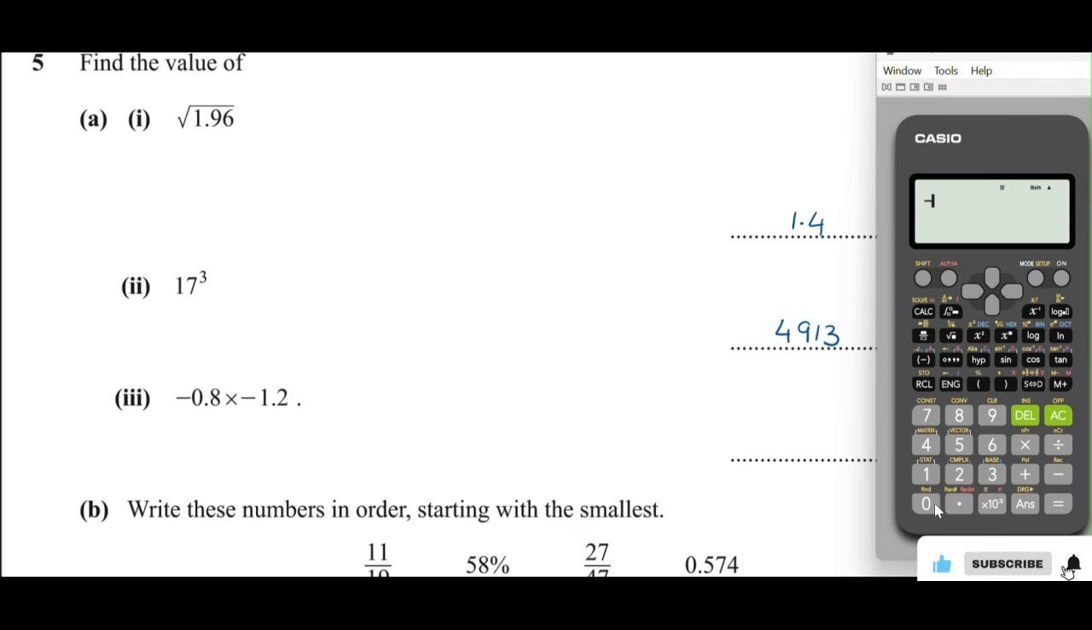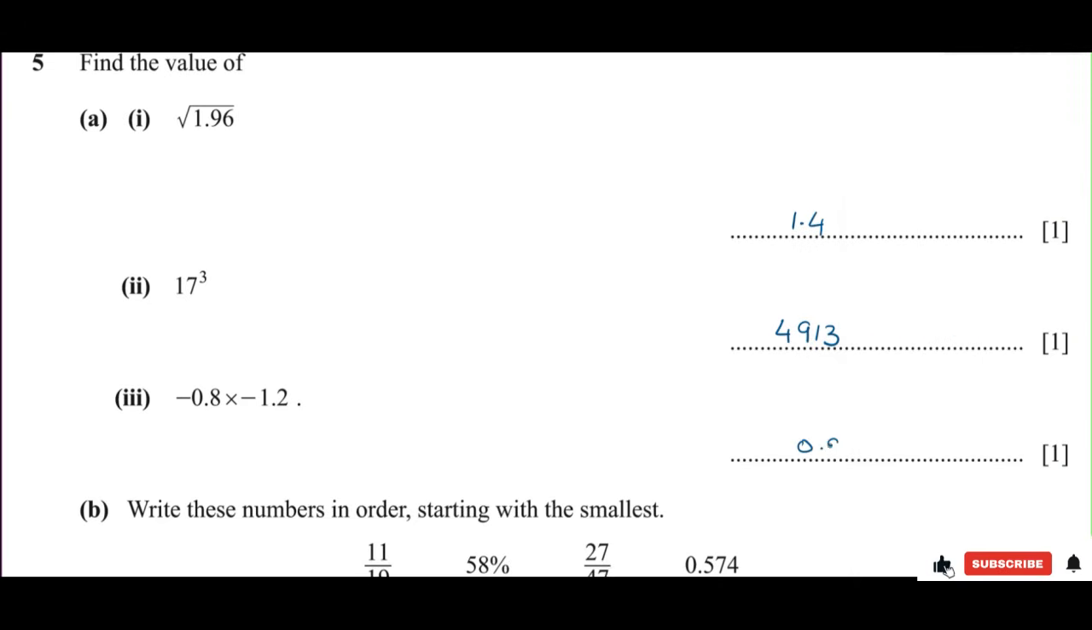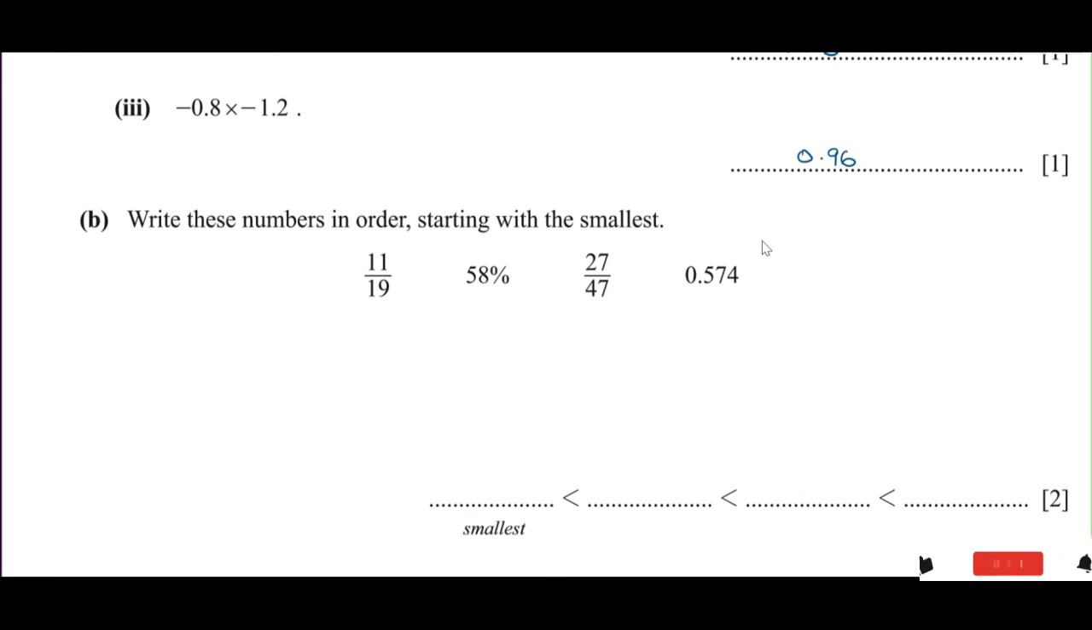This is negative 0.8 multiplied by negative 1.2. This is 0.96. Now for part B, write these numbers in order starting with the smallest. Which one is the smallest? It's a 2 mark question because a calculator is allowed. So let me figure out the decimal representation of all these numbers one by one.